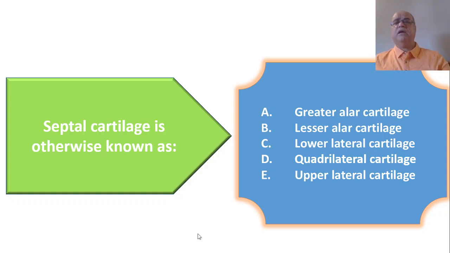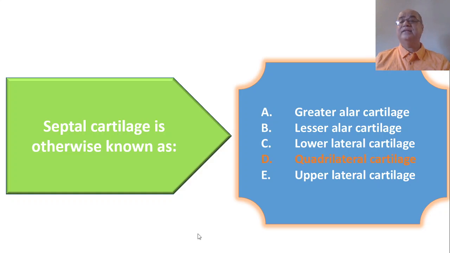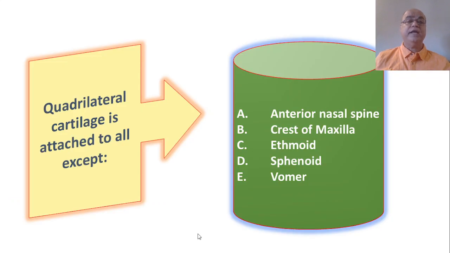Septal cartilage is otherwise known as... the upper lateral or lower lateral cartilages are the framework of the external nose. Same is with the lesser alar cartilage, which is present in the alae of the nose. It is also called sesamoid cartilages. So the answer is quadrilateral cartilage. Nasal septal cartilage, because of its shape, which is quadrilateral, is also called quadrilateral cartilage. This quadrilateral cartilage is attached to all except the sphenoid. It is not attached to the sphenoid.